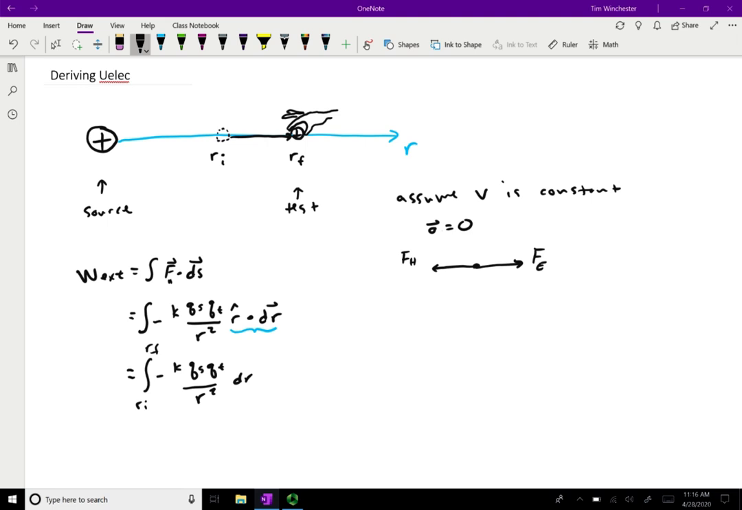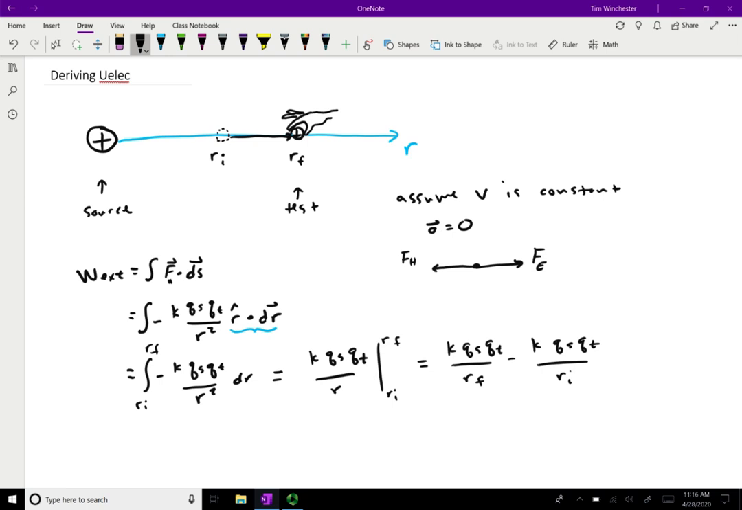This one we can calculate really easily. It's just 1 over r squared, and everything else is a constant. So when I integrate that, I get all the constants, k, qs, qt, over r. The 1 over r squared becomes negative 1 over r, which will cancel out the negative sign. So this is what I get, evaluated from the initial position to the final position. If I write that out, I get k qs qt over r final minus k qs qt over r initial.